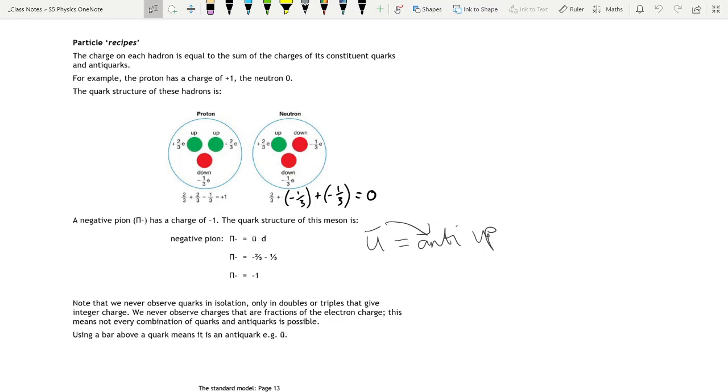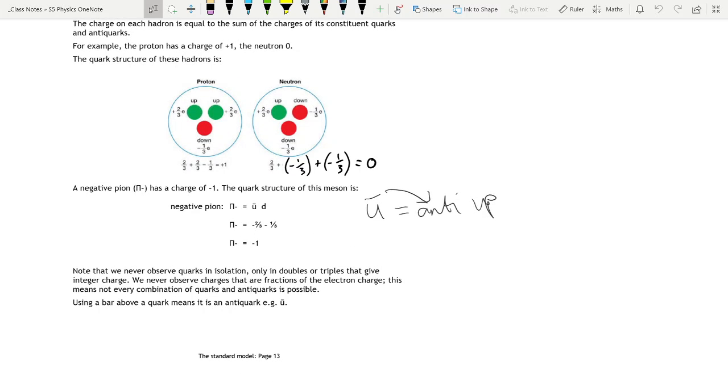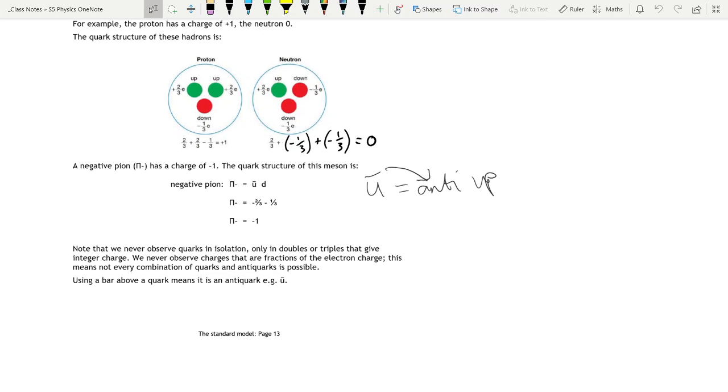An example: a negative pion has a charge of -1, and the quark structure of this meson, because it's got an antiquark and a quark, is an anti-up, where the line means anti, and a down particle. So an up is 2/3, but an anti-up is the opposite charge to that, so it's -2/3, minus a third, which comes to -1, and that's the overall charge of a negative pion.